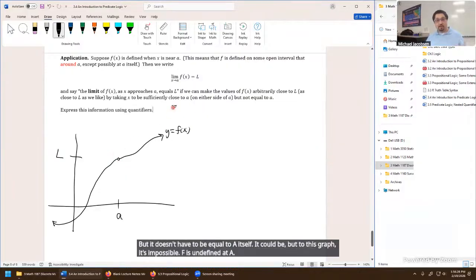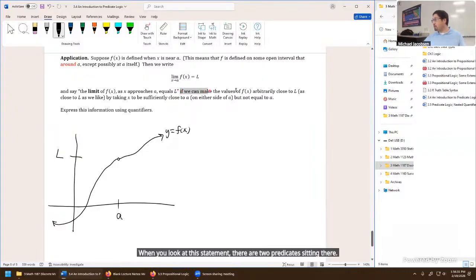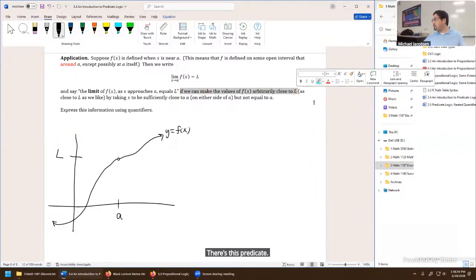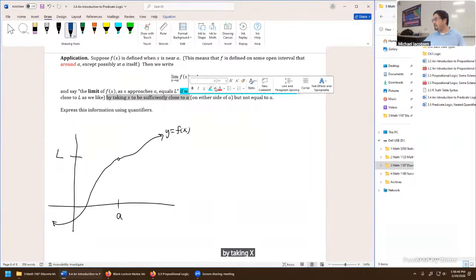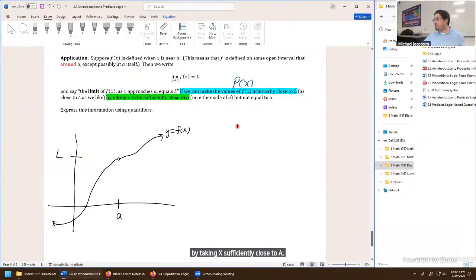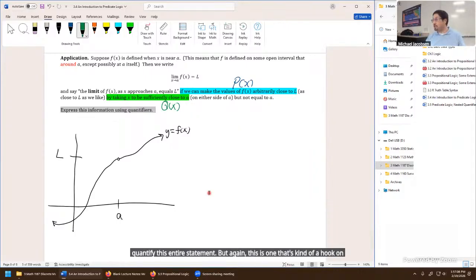When you look at this statement, there are two predicates sitting there. There's this predicate: you're making the function arbitrarily close to a value L. We're going to think of this as P of x overall. By taking x sufficiently close to a, this will be the statement Q, but not equal to a. So what we want to do is quantify this entire statement. But again, this is kind of a hook on why we need nested quantifiers, because there's actually quite a lot going on with this one.